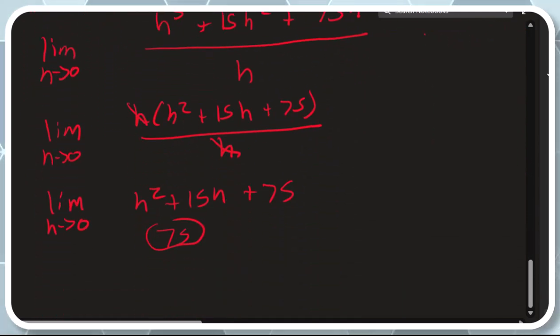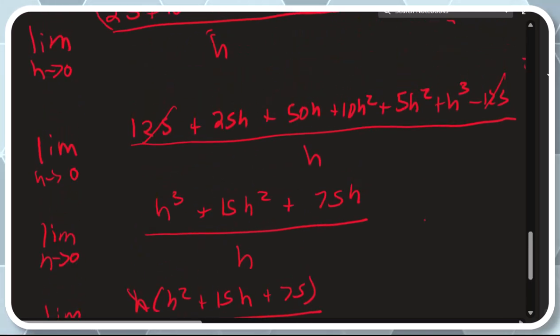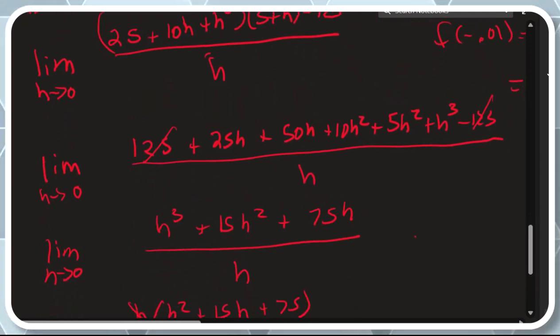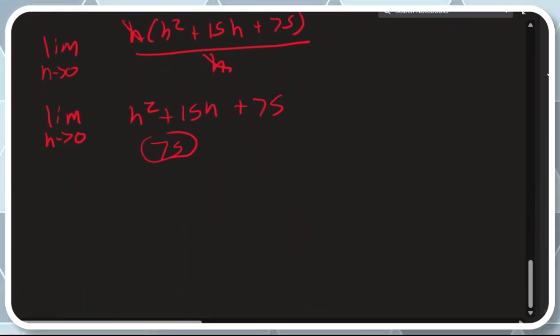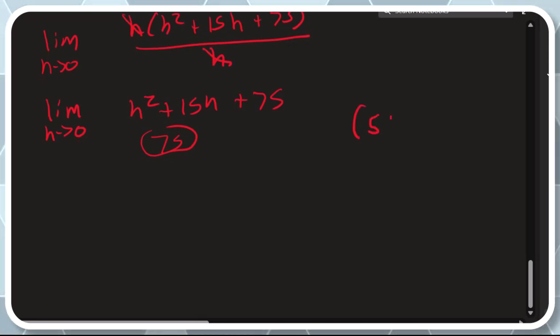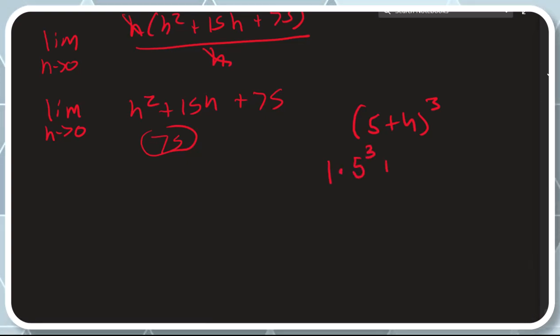But this is another way. And right now, for this quiz, it doesn't matter how you do it. And then just for those of you who are curious, the way I would have done 5 plus h cubed is I know that's going to be 1 times 5 cubed plus 3 times 5 squared h to the first plus 3 times 5h squared plus h to the third using Pascal's triangle.